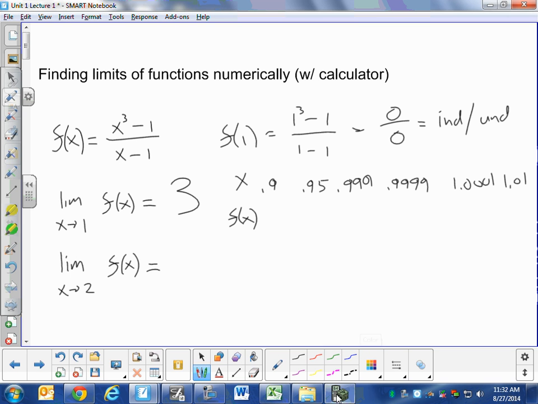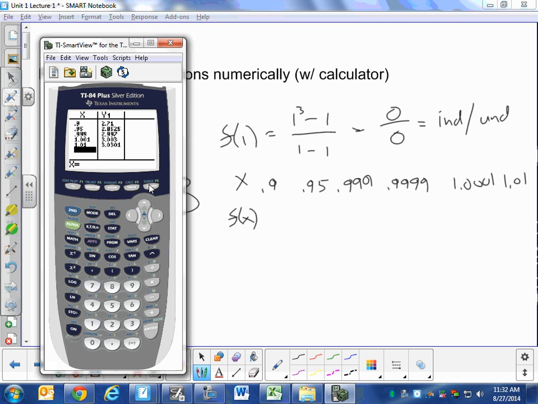Remember, to be able to type in numbers, you have to go to trace. Press trace first, and then you can type in numbers. Check with a neighbor once you get it.